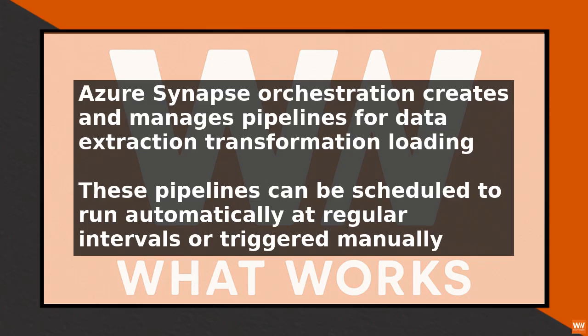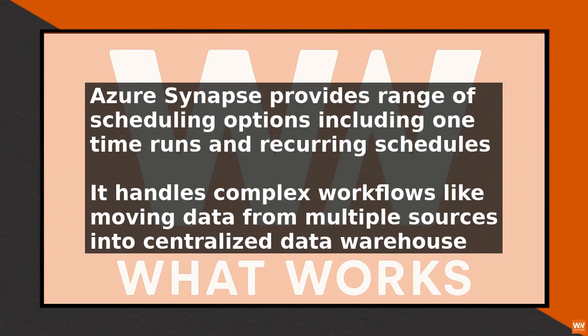To create a pipeline in Azure Synapse, you start by defining the activities that make up the pipeline. These activities can include data ingestion, data transformation, and data loading. You can also add dependencies between activities to control the flow of the pipeline. Once you have defined the activities and dependencies, you can deploy the pipeline and schedule it to run. Azure Synapse provides a range of scheduling options, including one-time runs and recurring schedules.